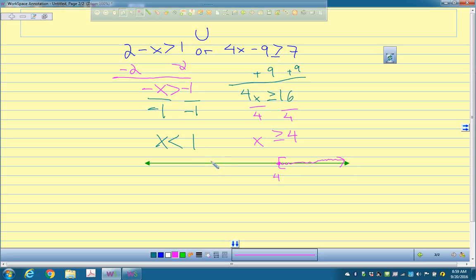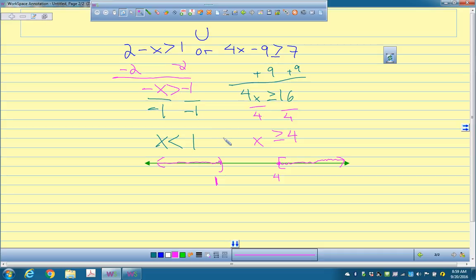Or x is less than 1, and you go this way. Curly bracket, right? Curly bracket because it's less than, going that way, okay? And here's 1.